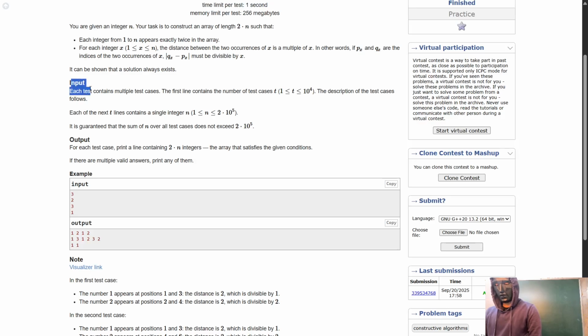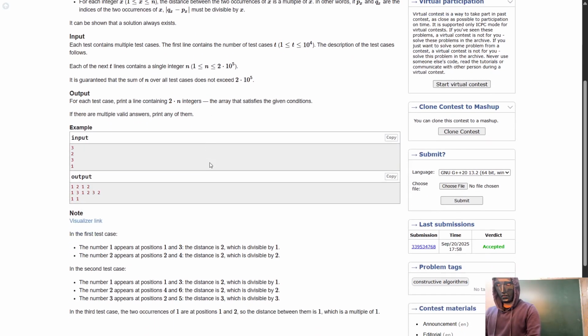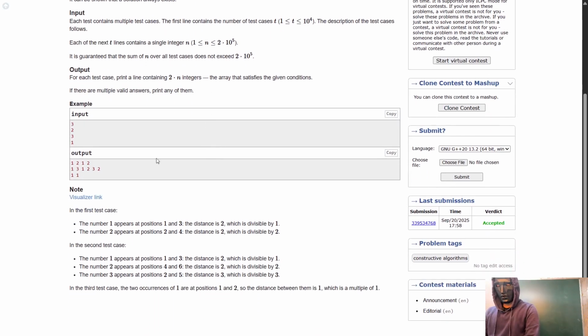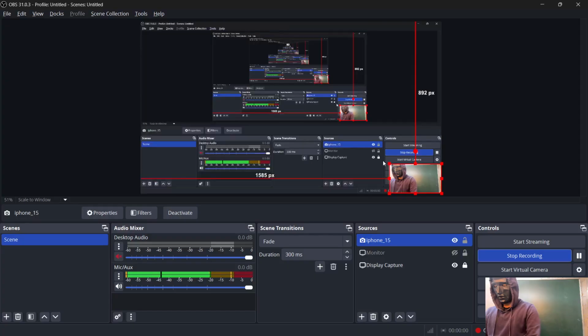Let's first take the input. In the first line of input we have the number of test cases. For every test case we have an integer n, basically the size of the array, and we'll have to print 2n integers that satisfy the given condition. Don't worry, I'll be telling you. Let's take the inputs and understand.